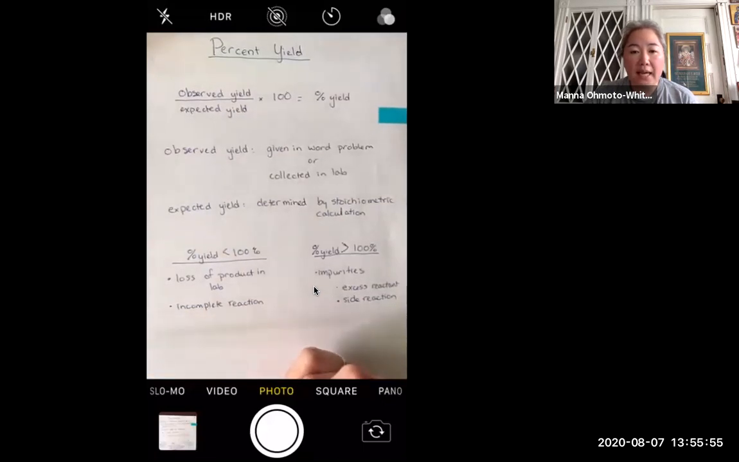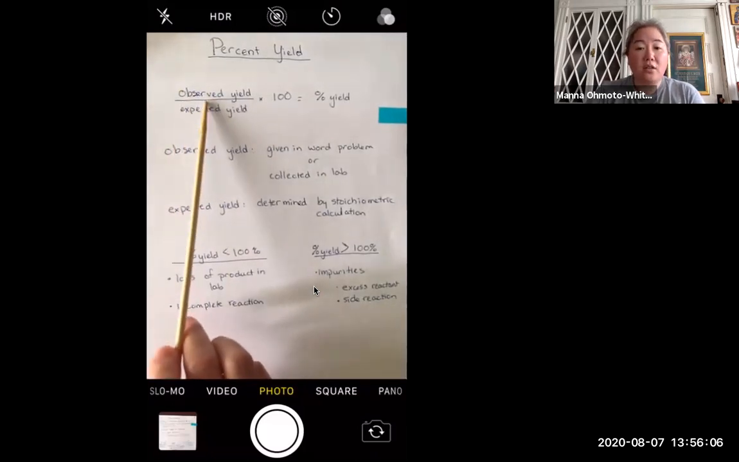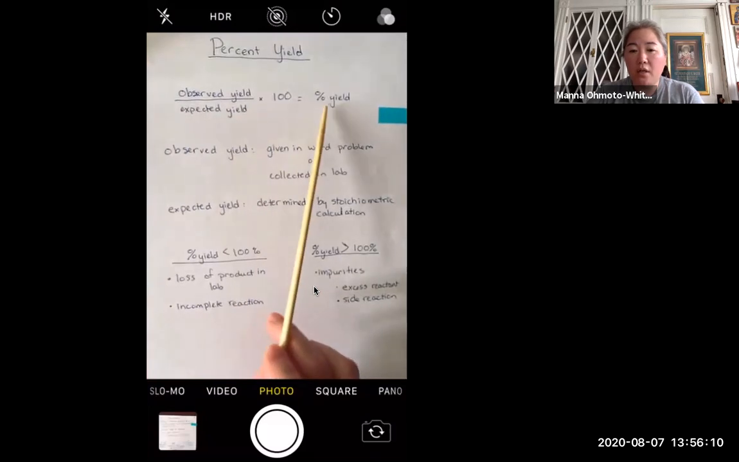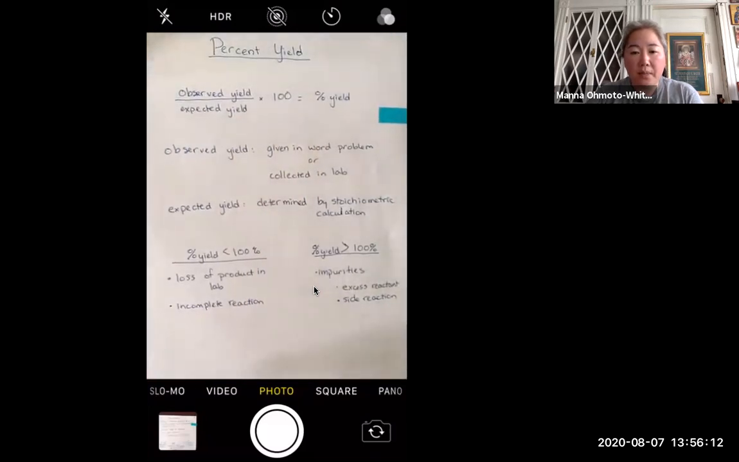It's the same thing in the lab. We're oftentimes very interested in trying to figure out whether or not we got as much as we should have gotten. So ours is observed yield over expected yield times 100 is your percent yield in the lab. So the observed yield, if you are doing a word problem, is given in your word problem. If it's in real world, it's what you collect in the lab. It's the data that you collect.